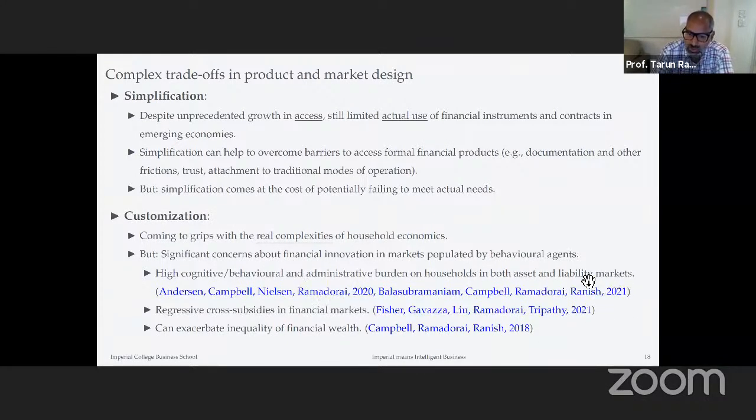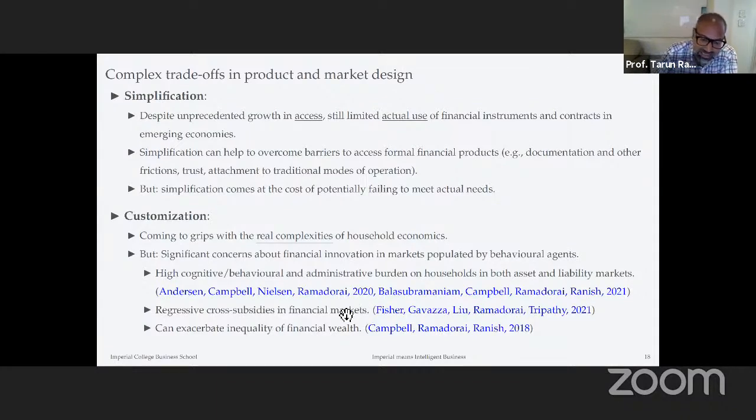And then this is a new working paper produced with Vimal Balasubramanian, John Campbell, and Ben Ranish. The other thing that can happen in such markets when you have this high cognitive, behavioral, and administrative burden is that sophisticated households can benefit at the expense of unsophisticated households, in the sense that unsophisticated households can essentially cross-subsidize sophisticated households in such financial markets.